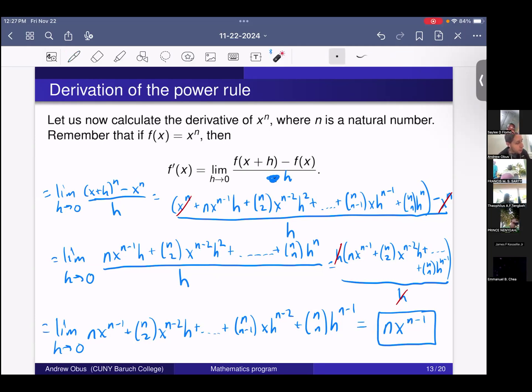So this is what we have. When we calculate this limit, we've got all these h's and x's and n's floating around. It's a little hard because you don't have any numbers, but what you finally end up with is n times x to the n minus 1. Okay? And this is what's called the power rule. So we're saying that the derivative of x to the n is equal to n x to the n minus 1. Right over here, everything just as the h goes to 0.